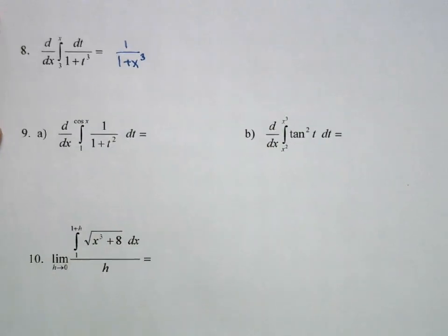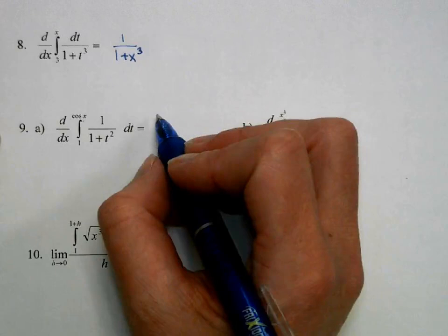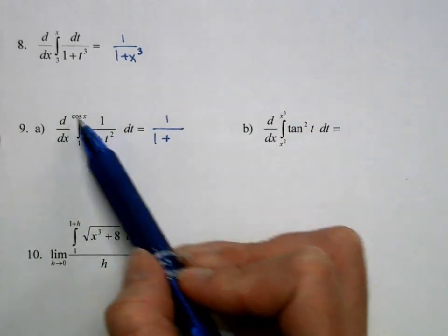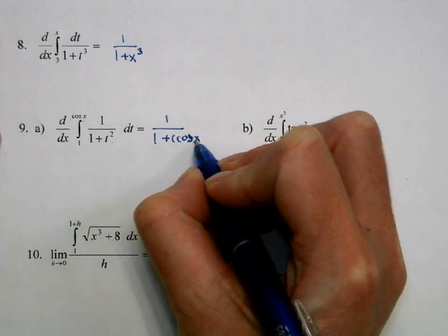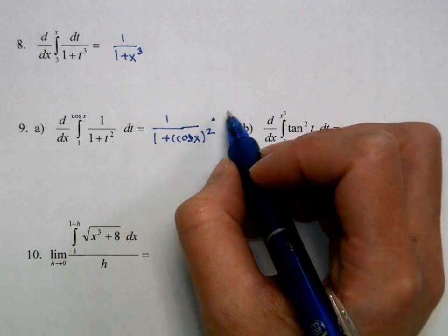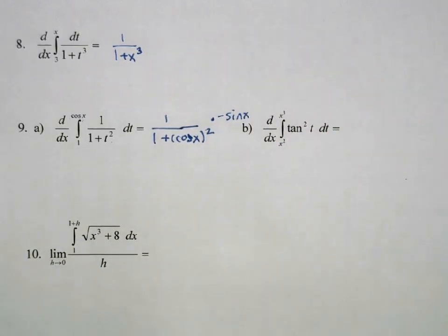Now, if instead of just an x we have a function, we sort of handle it in the same way. But instead of x going in place of t, we're going to have cosine of x in place of the t. And then we're going to multiply that by the derivative of cosine, which is a negative sine. So we have to do the chain rule when we're doing the derivative.